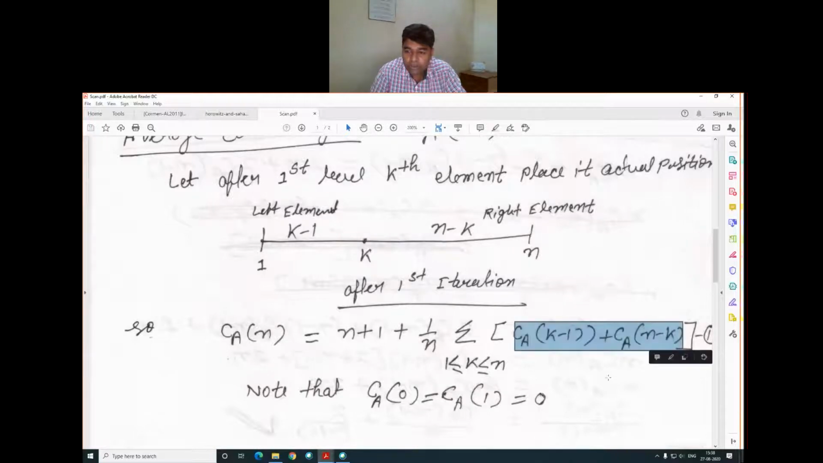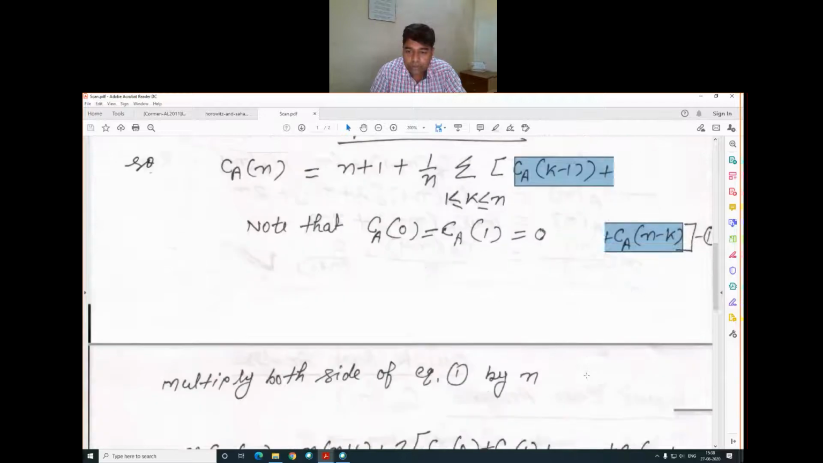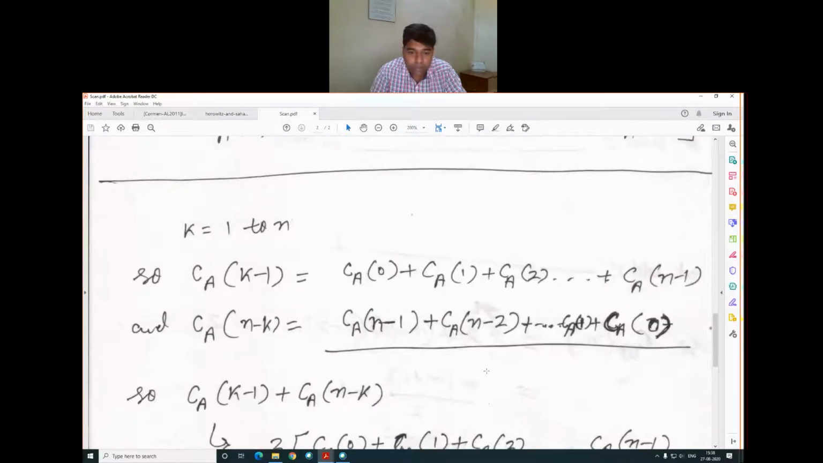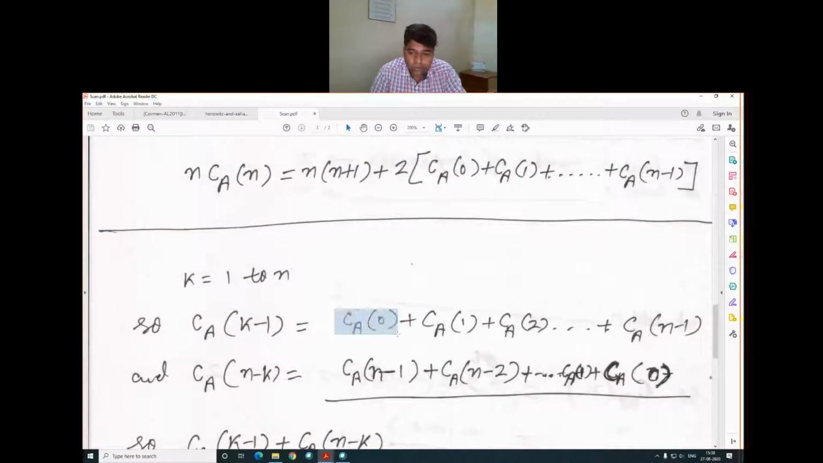Summing these two gives the average case complexity. When we sum, what will happen? Every term comes 2 times. C of a 0, C of a 0. This one also contains C of a 1, and this one also contains C of a 1. C of a n minus 1, C of a n minus 1.